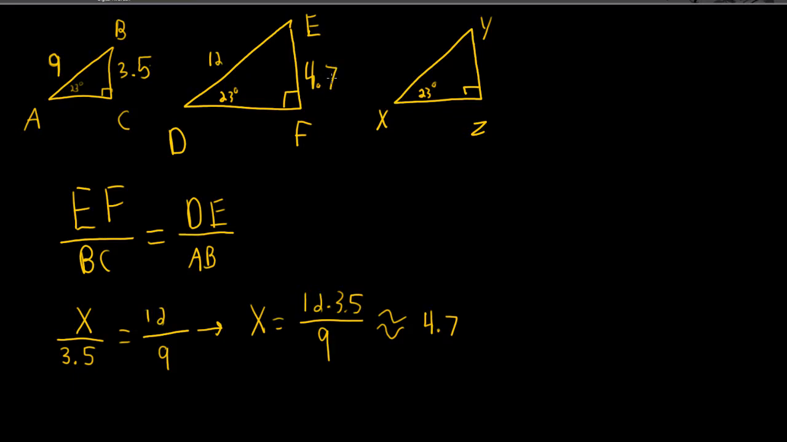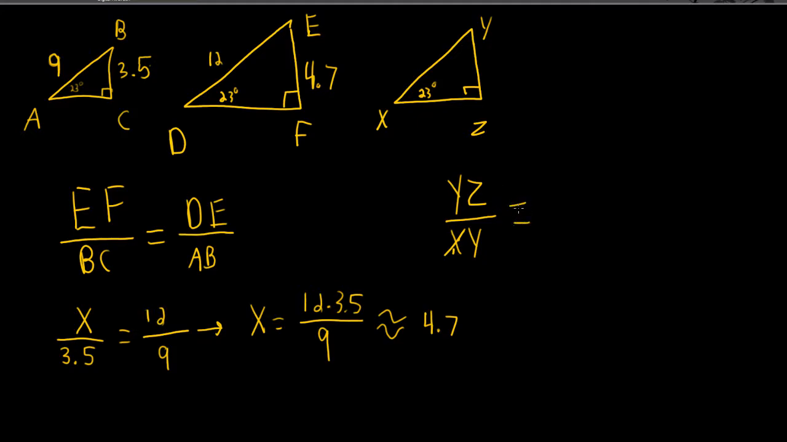Now, given all the information we have about ABC, let's try to find the ratio, in this last triangle over here, YZ over XY. Again, this triangle XYZ has to be similar to ABC because they both have a 23-degree acute angle and a 90-degree angle. So they're similar by angle-angle similarity.